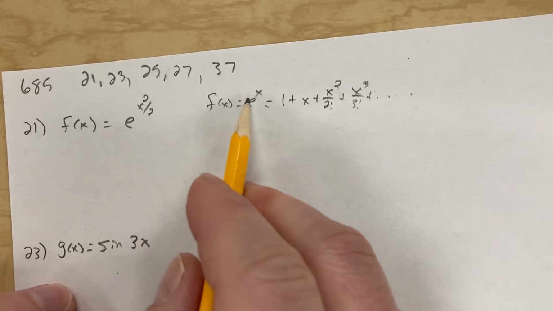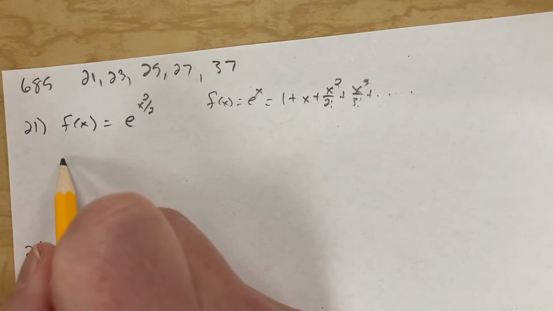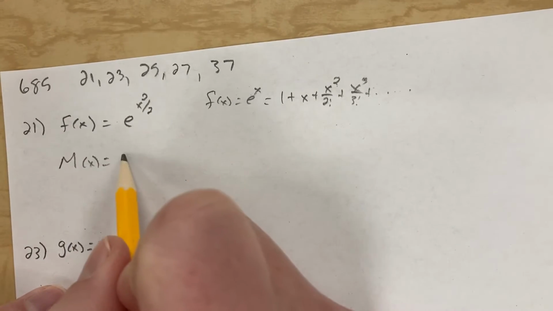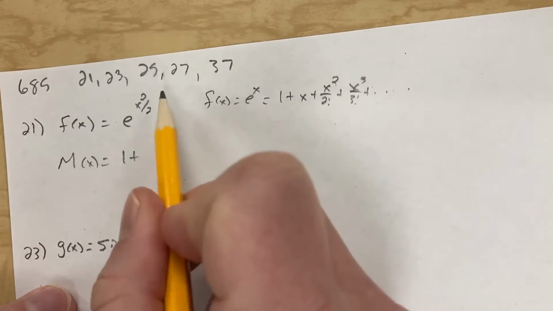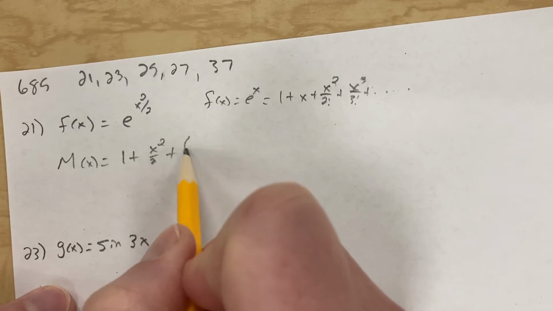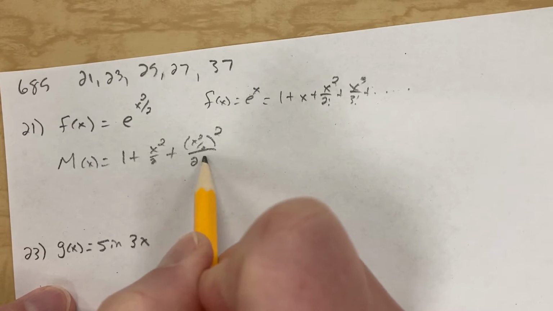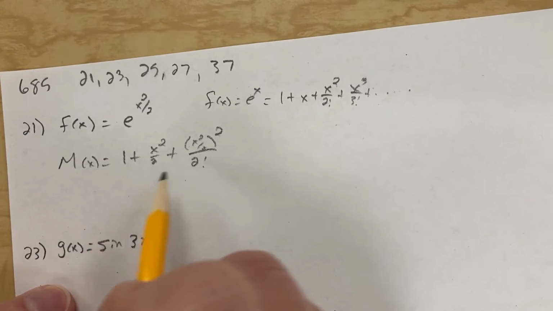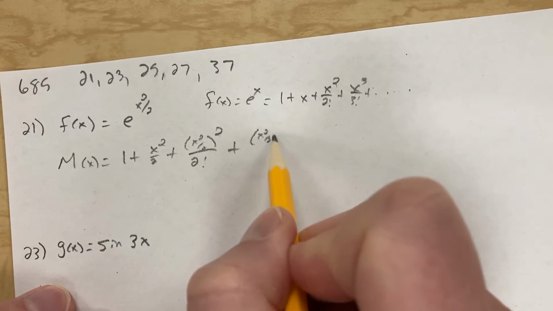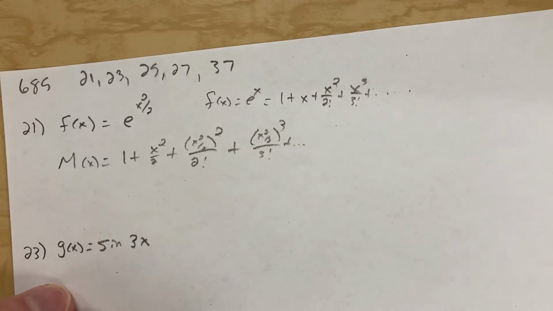So what have we changed? Well, instead of x, we have x squared over 2. So our Maclaurin polynomial would be 1 plus, now not x, but x squared over 2, not x squared, but x squared over 2 squared over 2 factorial. Not x cubed, but x squared over 2 cubed over 3 factorial. And that would keep going, right?